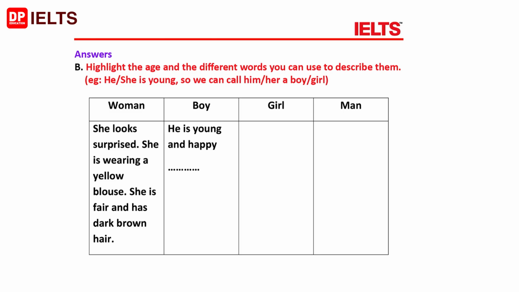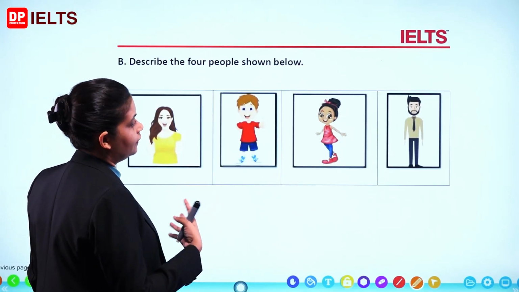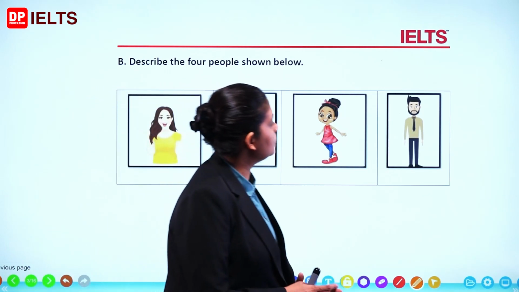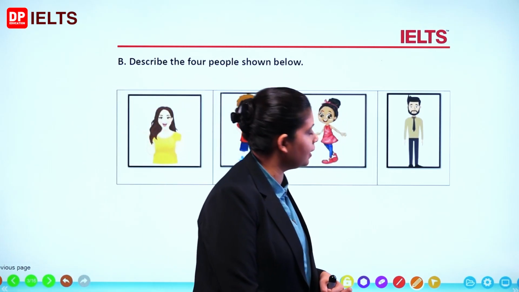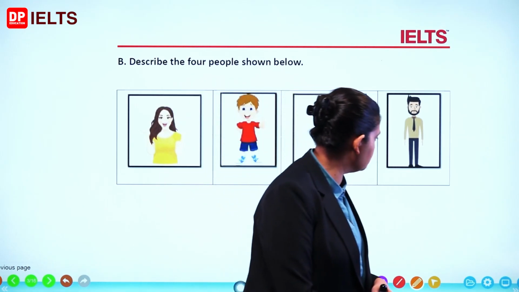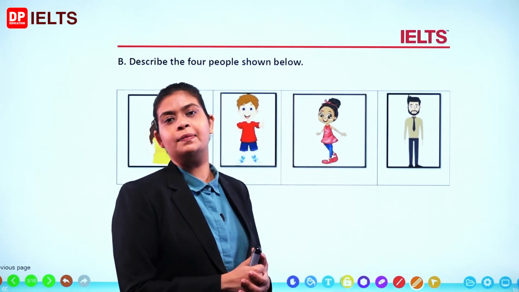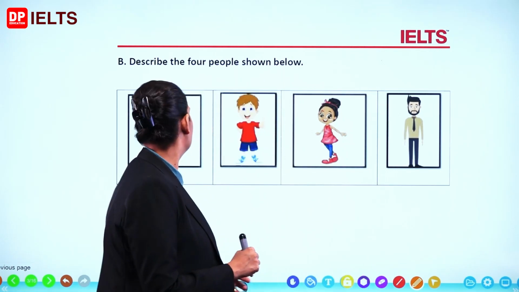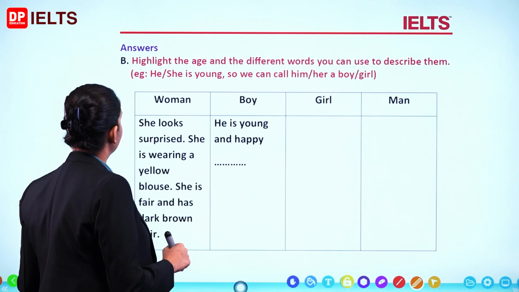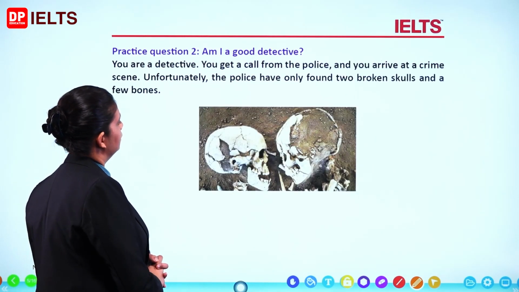The man seems mature in terms of age. He's wearing professional attire, a shirt, tie, black trouser and black shoes. Right? So you can describe him. Okay. So with that we move on to the next question.